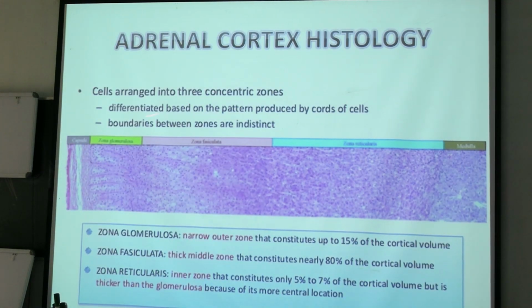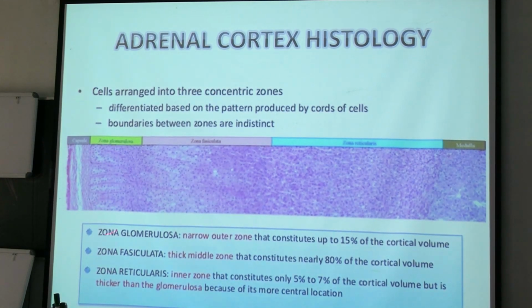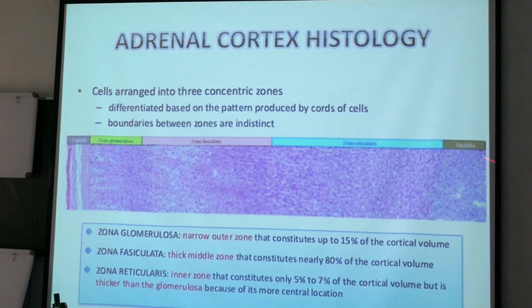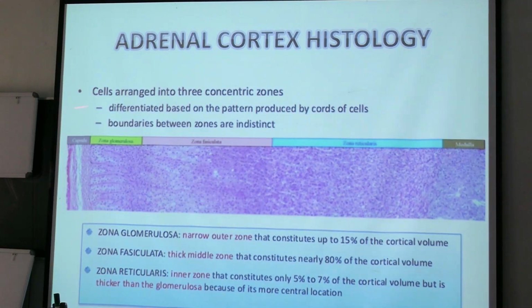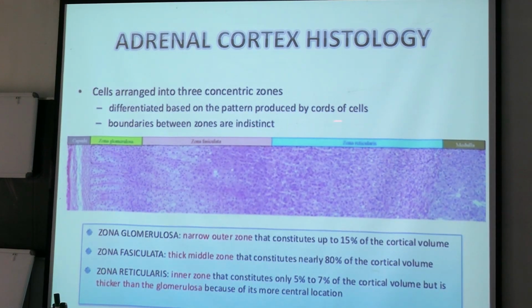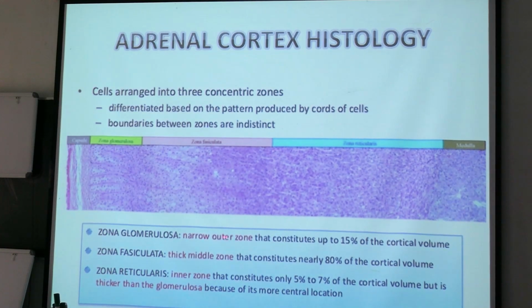So cortex cells, see, this is a section through the adrenal gland. This is the outer capsule. Beneath the capsule, this area is zona glomerulosa. Here is zona fasciculata. This is zona reticularis, and this part is the medulla containing the chromaffin cells. Okay. So cells are arranged in three concentric zones differentiated based on the pattern produced by the cords of cells, and boundaries between the zones are indistinct, not specific boundaries.